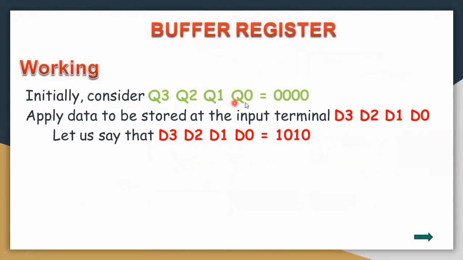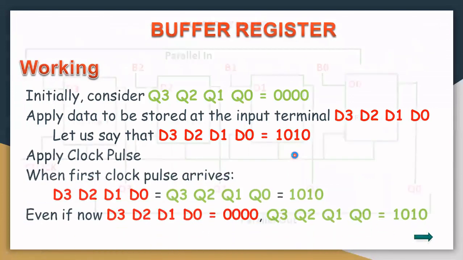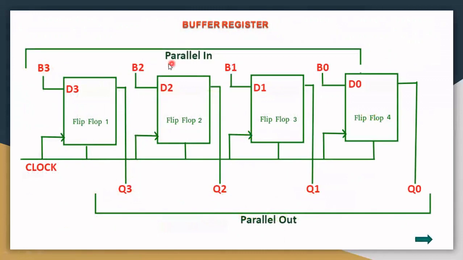So suppose initially Q0, Q1, Q2, Q3 are cleared, then apply the data to be stored at the input terminals D3, D2, D1, D0, and let's say the data which is to be stored is 1010. Then let us check the working. So this is the input section. We are giving the data 1010. We want to store this 1010 into these D flip-flops.